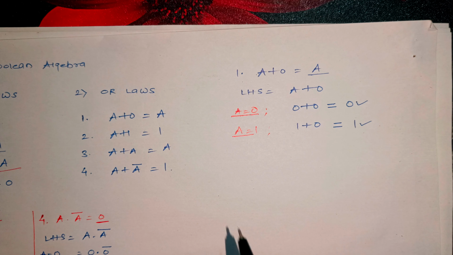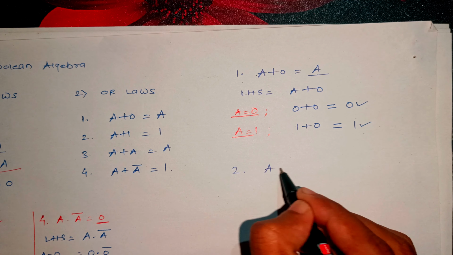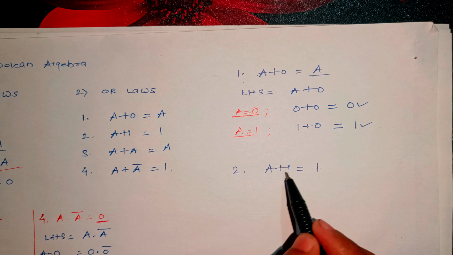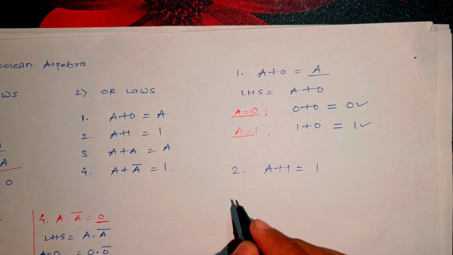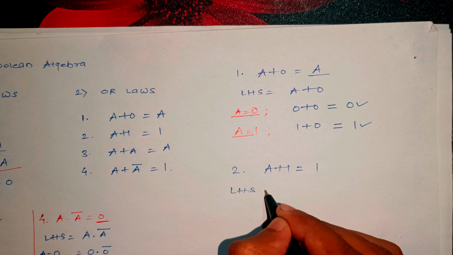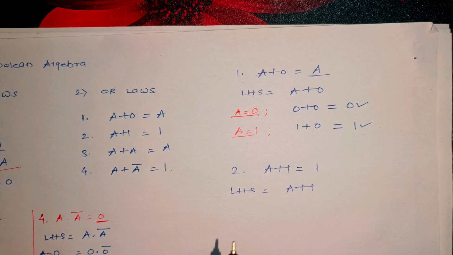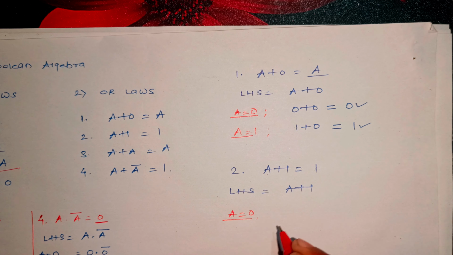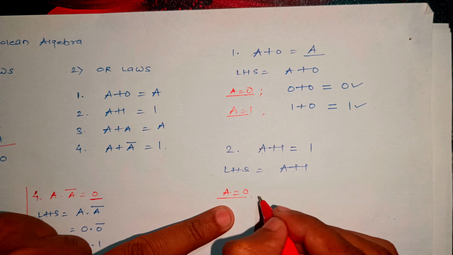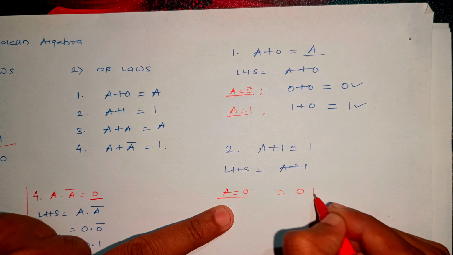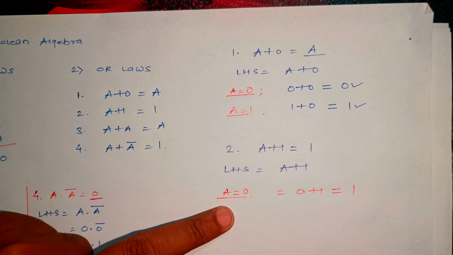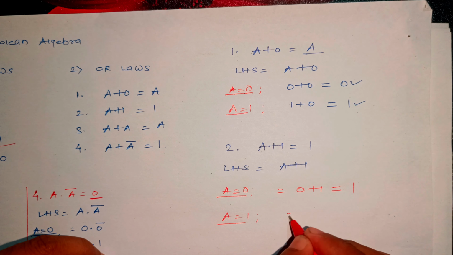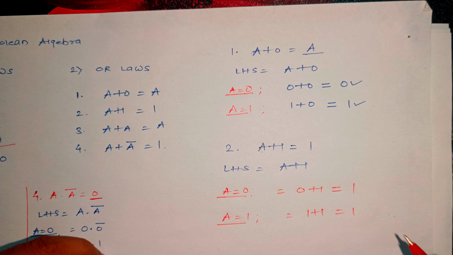This is the first. Second, a plus 1 is equal to 1. That means if I add 1 with anything, our result will be 1. Now let us see. LHS is given as a plus 1. Again, two possibilities. a0, we'll put it here. a0, we'll be getting 0 plus 1 as 1. Correct. And when a is 1, result will be 1 plus 1 is equal to 1.